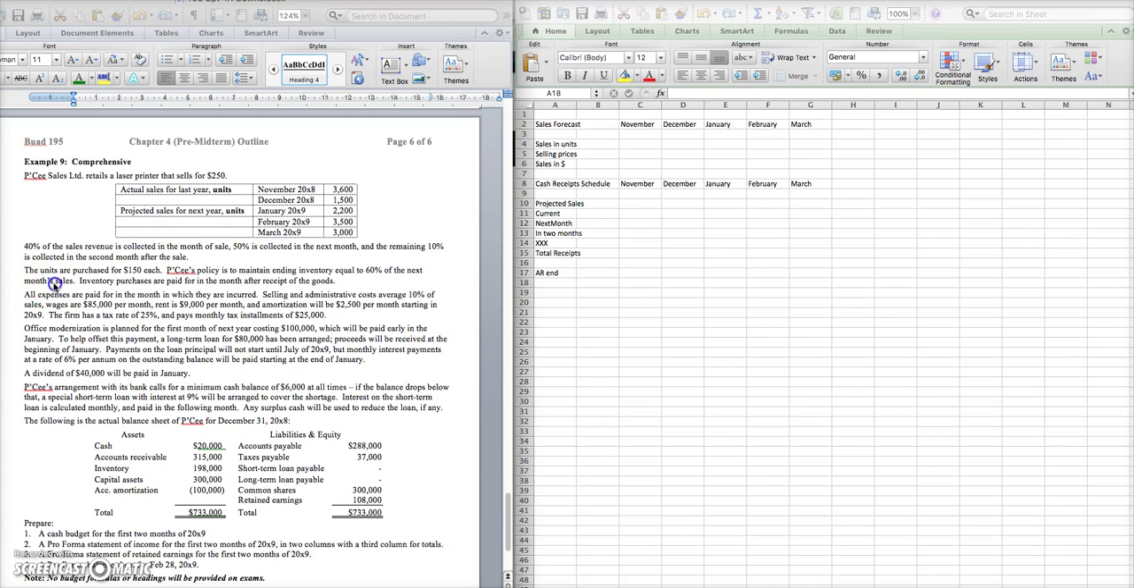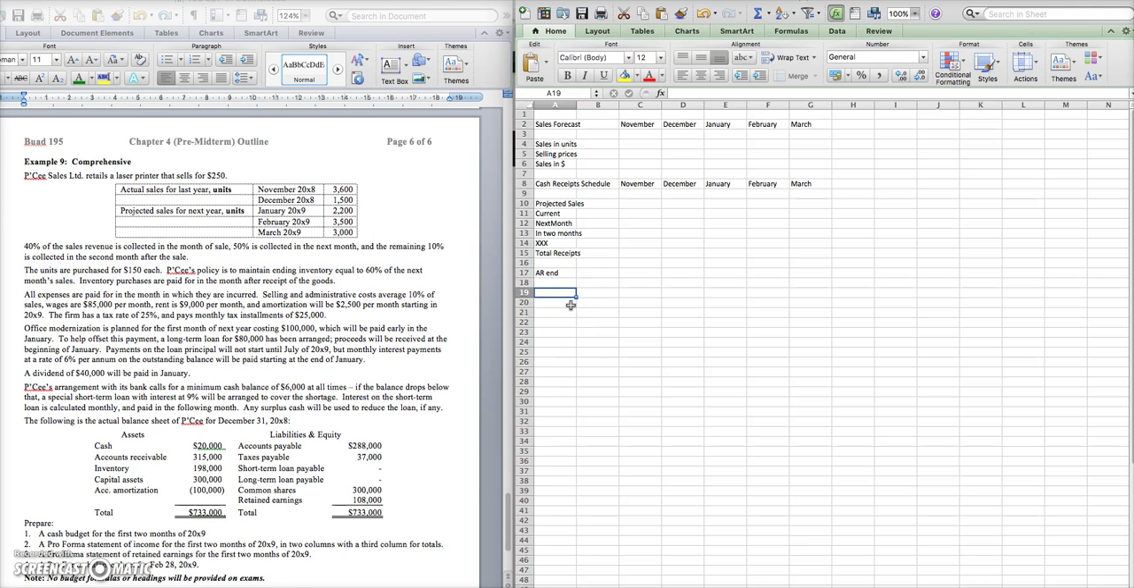Next section over here is they tell us how the units are being purchased and at what volume. So, or at price. Total units are purchased at 150 each. PC's policy is to maintain ending inventory equal to 60% of the next month's sales. Inventory purchases are paid for in the month after the receipt of the goods. So what are we expected to do? Really, it's a purchase schedule. So let's record that we need to be working on a purchase schedule.